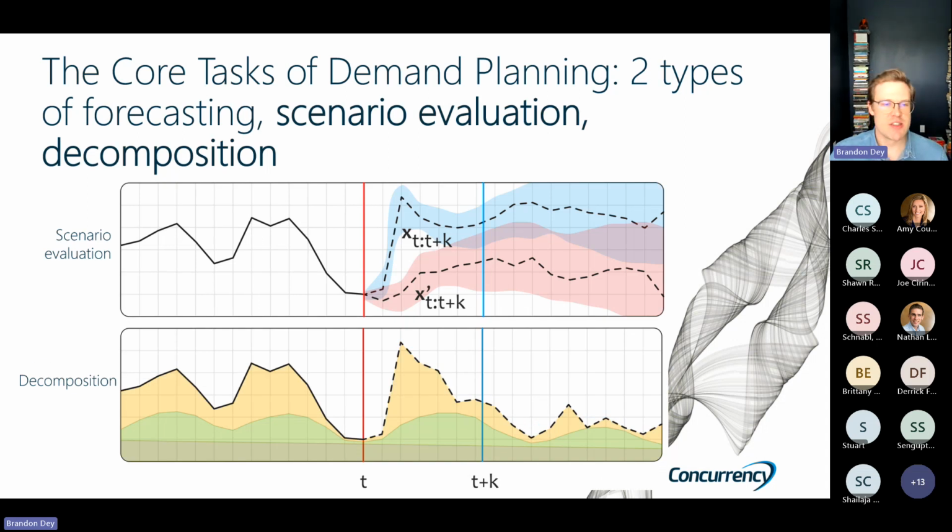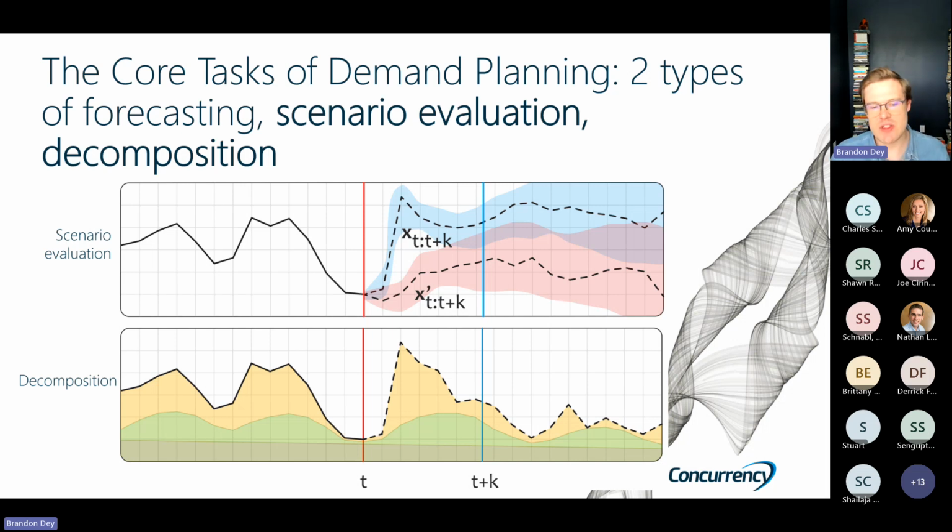The next thing is scenario evaluation. This is essentially evaluating what if this happens or what if that happens. How does that change demand, right? So a common one is what if price goes up a little bit? What does demand look like? What if it goes down, or what if it stays the same? Here's what demand looks like.